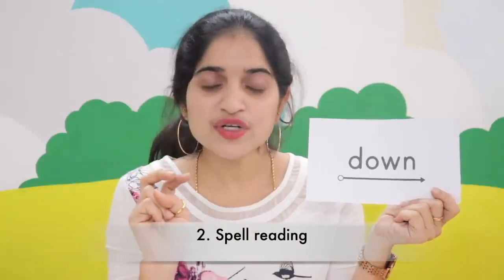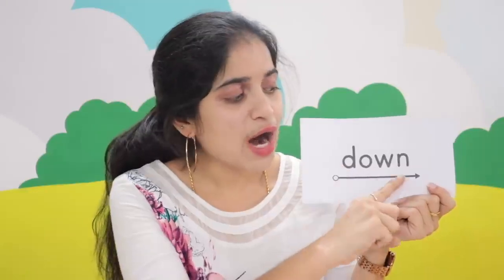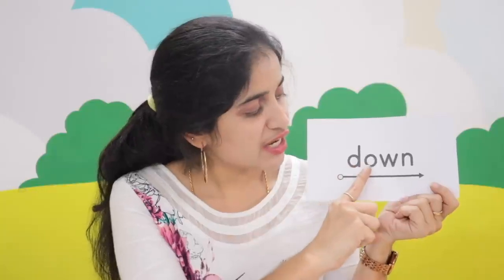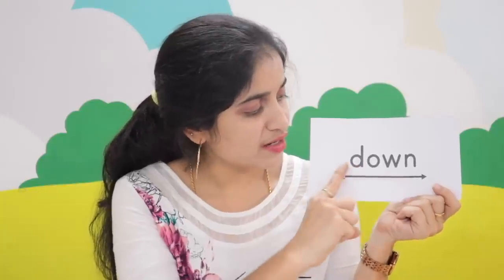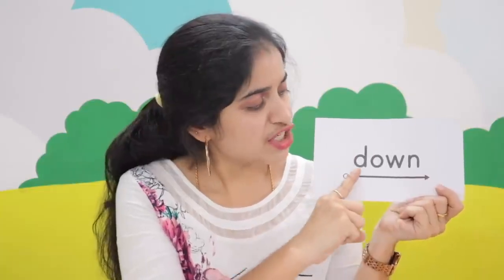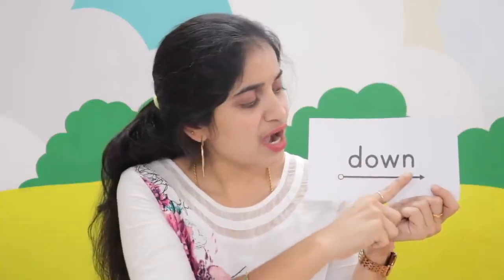Alright, now the second step, spell reading, which means first you have to read the word down. Now you have to read the spelling: D-O-W-N, down. Again read the word in the end. This is called spell reading. Down, D-O-W-N, down. This is the second teaching sequence.